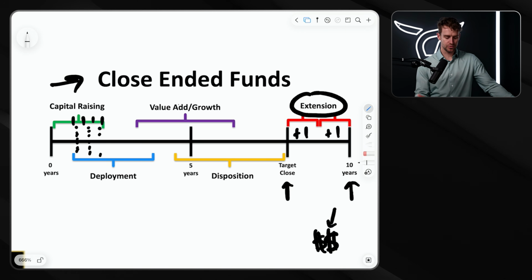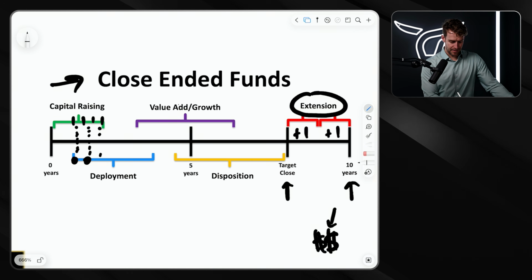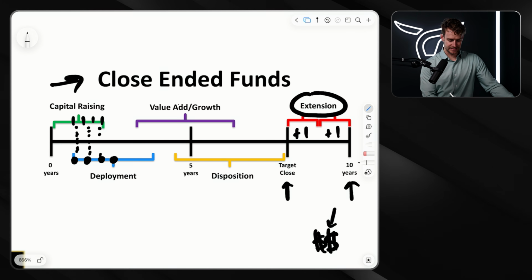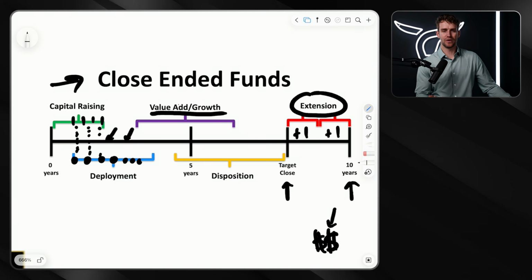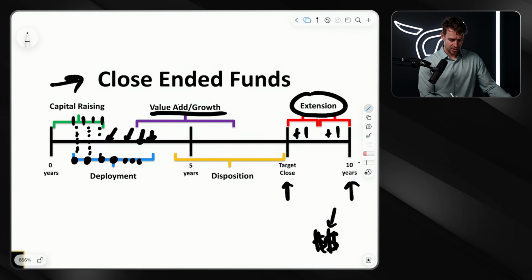And while they're doing closings, they're actually buying an asset, buying an asset, buying an asset. This is the deployment period. So you're buying, buying, buying. And again, while you're buying, you start the value add part. I'm assuming this is a value add real estate fund, so you're value adding your portfolio.